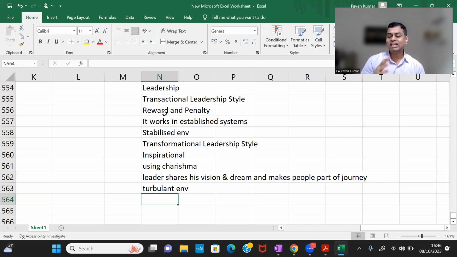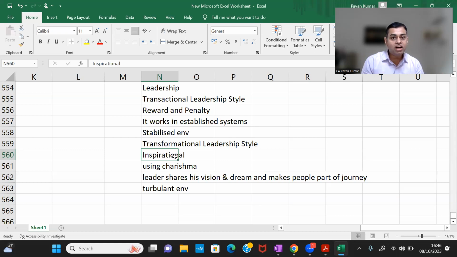It is not necessary that my whole life, if I'm CEO of a company, I'm following transactional, or my whole life I'm following transformational. Not required. In some situations, I can be this. In some situations, I can be this. Actually, it is not based on the leader. It is based on the follower.